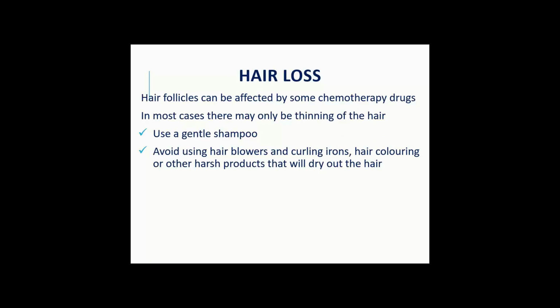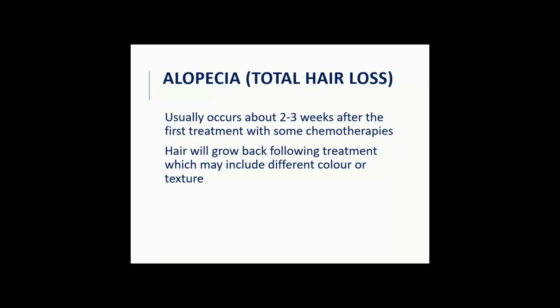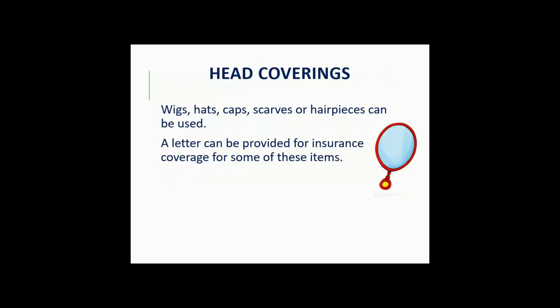Alopecia or hair loss. Depending on the type of chemotherapy, you can have hair loss. So avoid using hair blowers and curling irons and anything harsh on your hair. Next slide. Usually it occurs a couple weeks in. Sometimes it doesn't occur until the second or even third round or cycle of chemotherapy. So it can be somewhat delayed. It'll eventually grow back, but may be a different color or texture. Okay, next slide. And we can always give you prosthetic devices for your hair as well.